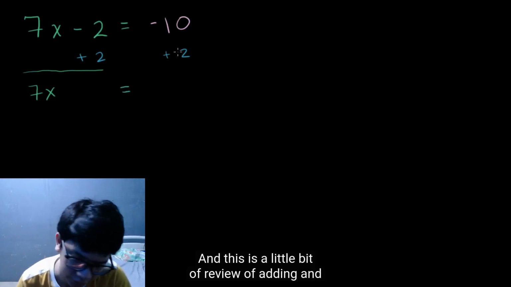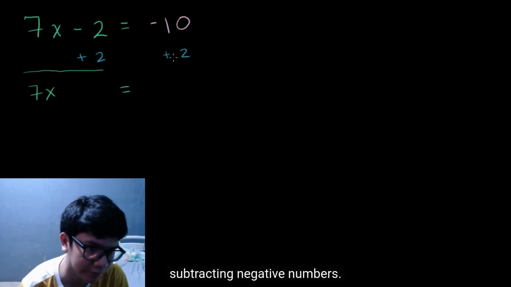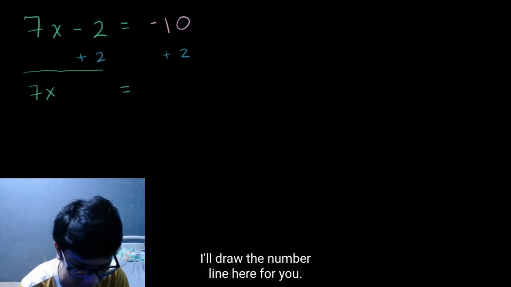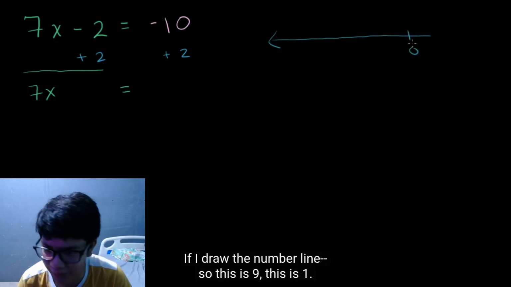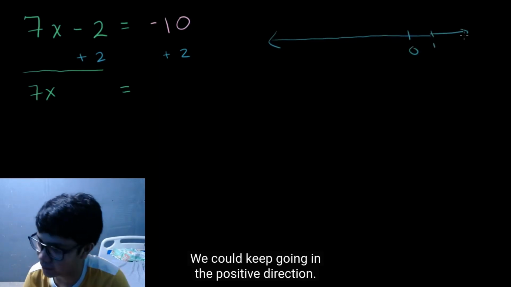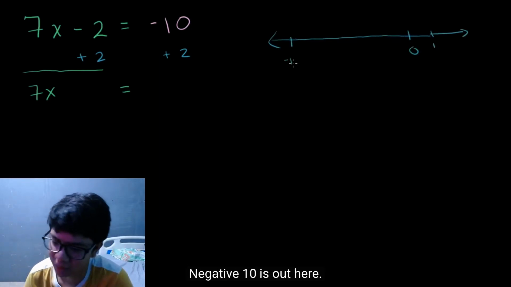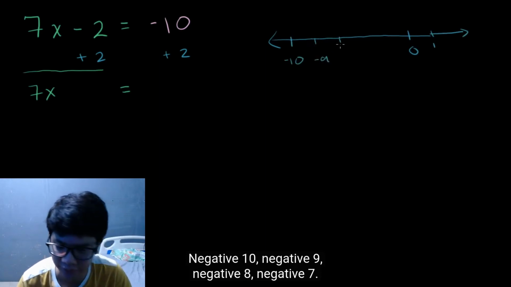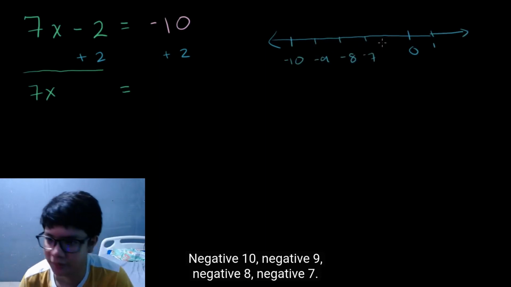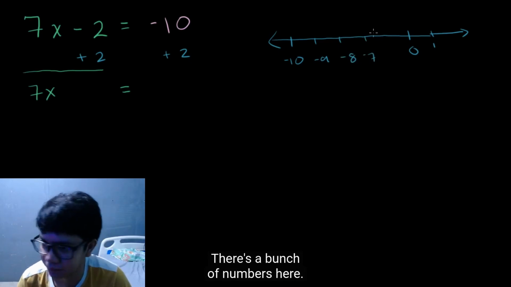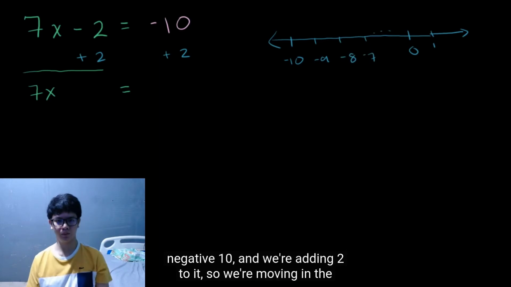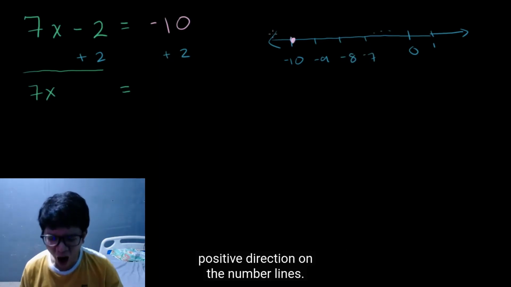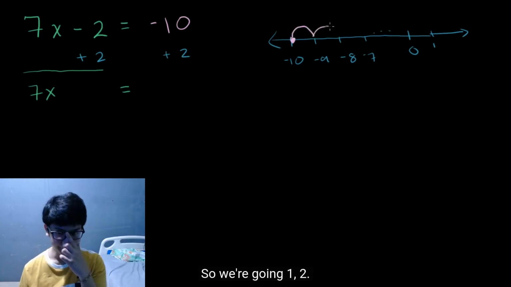This is a little review of adding and subtracting negative numbers. Remember, I'll draw the number line here for you. So this is 0, this is 1, you can keep going in the positive direction. Negative 10 is out here. Negative 10, negative 9, negative 8, negative 7, dot, dot, dot. I don't have space to draw them all, but we're starting at negative 10. And we're adding 2 to it.